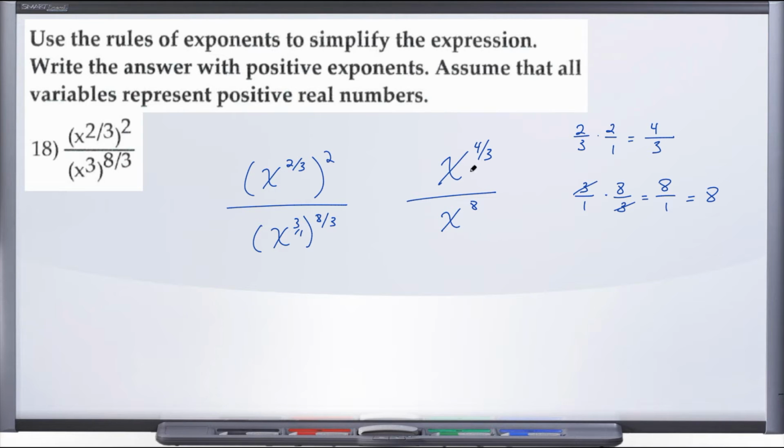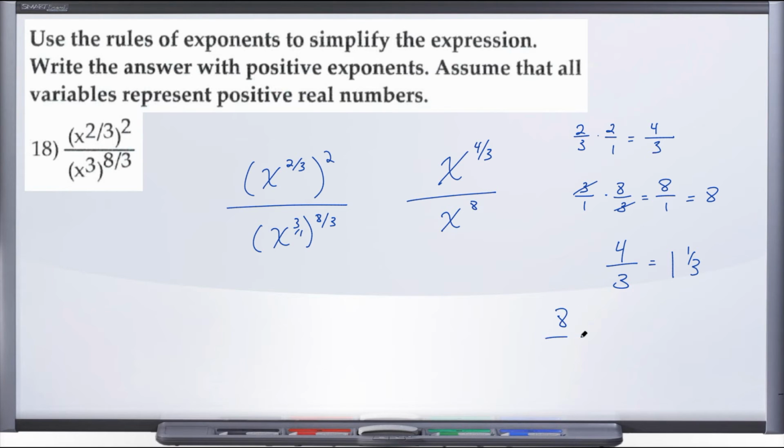Well, we have a fraction going on here, don't we? So we have to ask ourselves, are we top heavy or are we bottom heavy? And in this case, we're definitely bottom heavy, right? Because the exponent in the denominator is 8, and the exponent in our numerator is 4/3, and 4/3 is the same as 1 and 1/3, so definitely smaller than 8. So since we're bottom heavy, we're going to want to subtract 4/3 from 8.